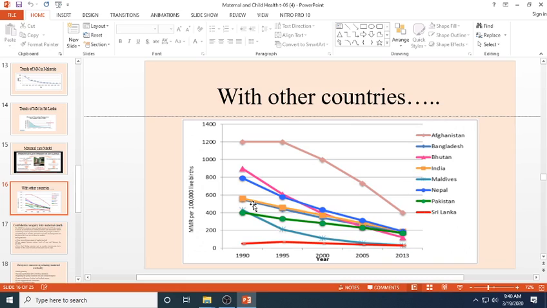Here in this figure you can see the maternal mortality rate in Sri Lanka compared to other countries in Asia. You can see the lowest rate in Sri Lanka, and Afghanistan has the highest rate among the given countries.